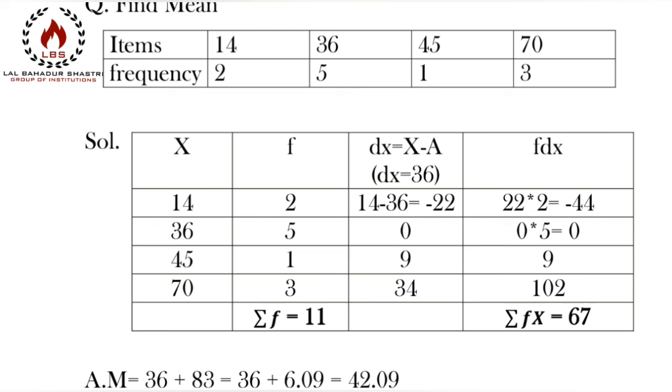So, the same question. Items, that is, observation and frequency. Now this dx: always find the assumed mean from x. You have to find the assumed mean from x. And in case of a continuous series, you have to find the assumed mean from m, because m is what x was. So we have assumed 36 as the assumed mean. Any value you can take. You can take 14, 36, 45, 70, it's up to you. So 14 minus 36 is equal to minus 22, 0, 9, 34.